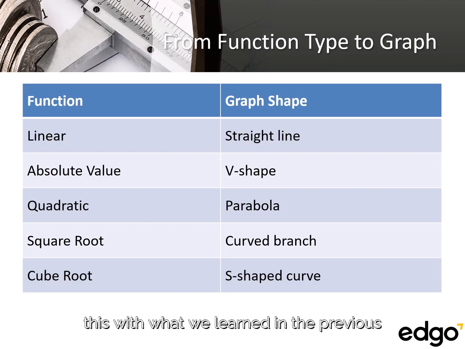Let's connect this with what we learned in the previous lesson. We already know that different function families have different graph shapes. A linear function gives us a straight line. An absolute value function gives us a V-shape. A quadratic function gives us a parabola. A square root function gives us a curved branch. And a cube root function gives us an S-shaped curve. Today, we're going to use what we already know about these shapes to help us sketch them.